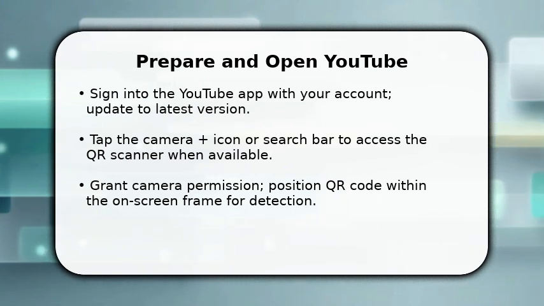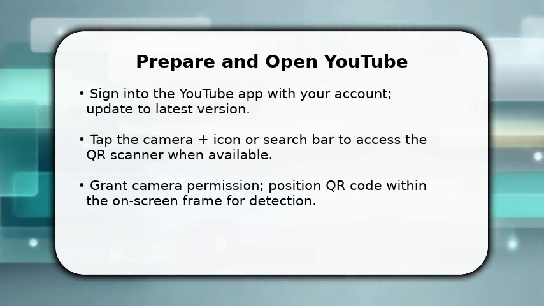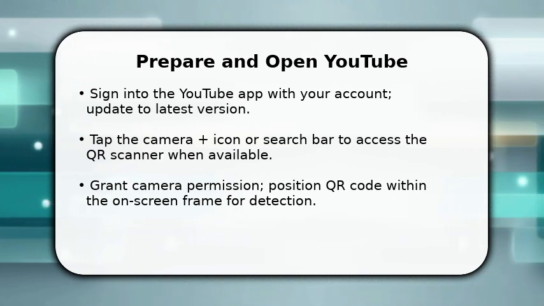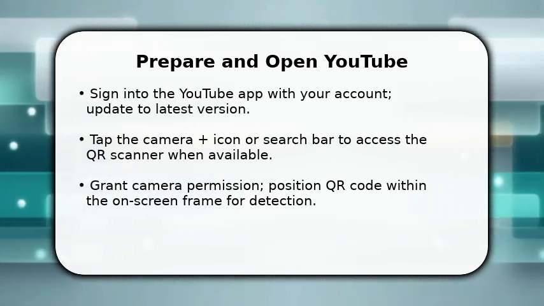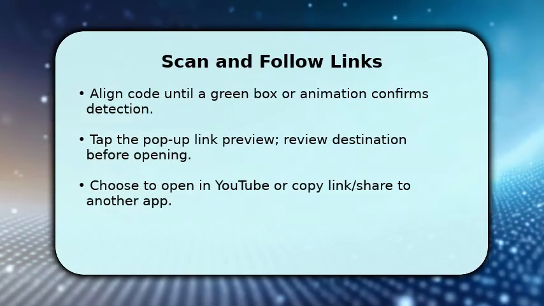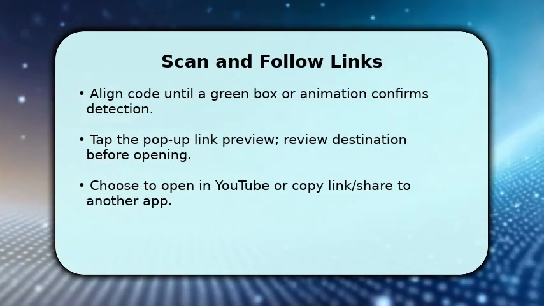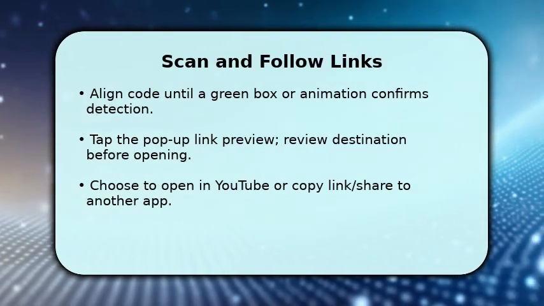Hold the phone steady and center the QR code in the frame. This tells YouTube exactly where to focus. You do this now to let the app read the code quickly, which links to playlists, channels, or videos without extra typing. Once the scanner sees the code, you'll notice a visual cue like a green box or brief animation.